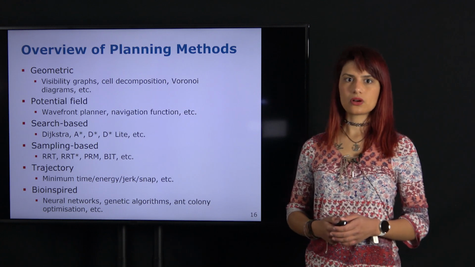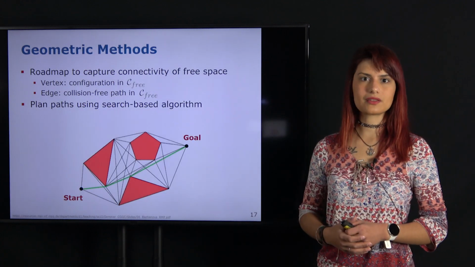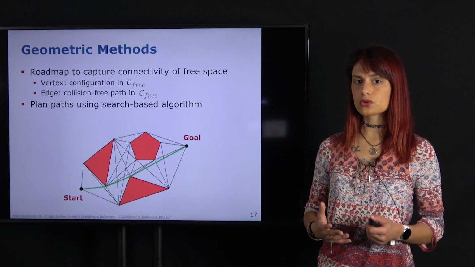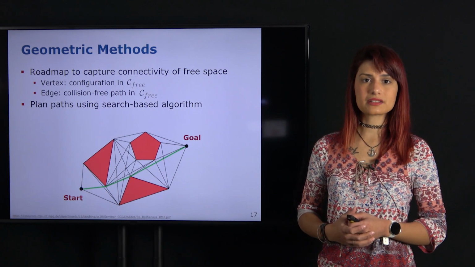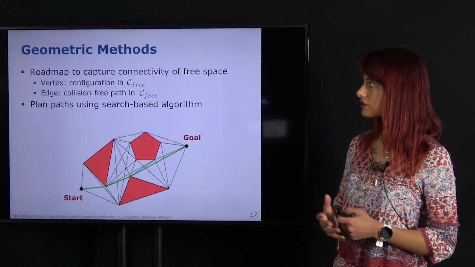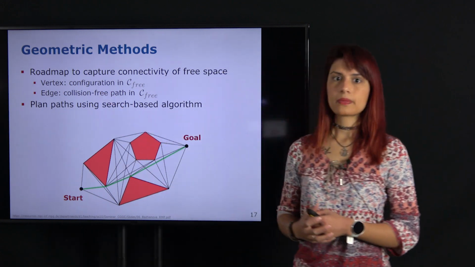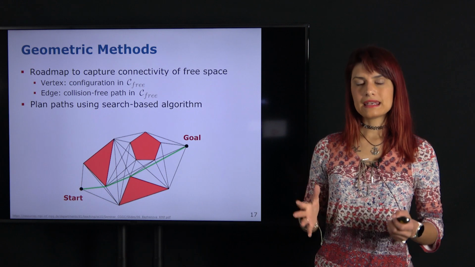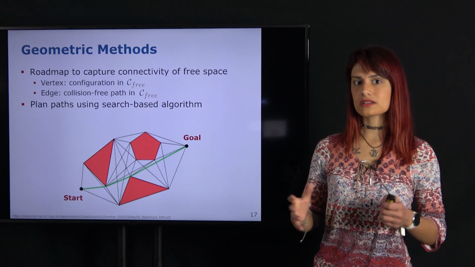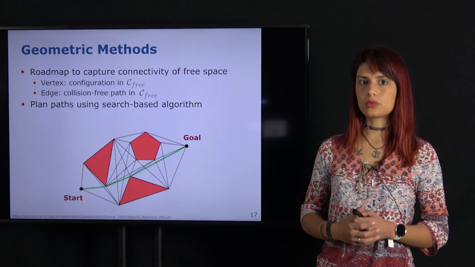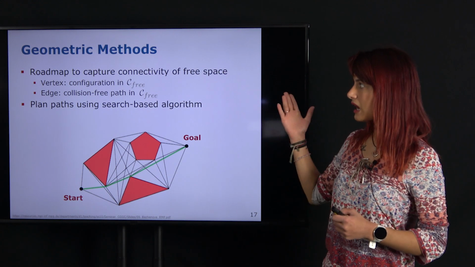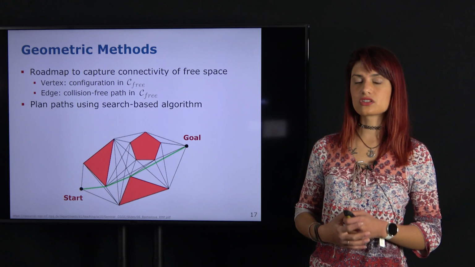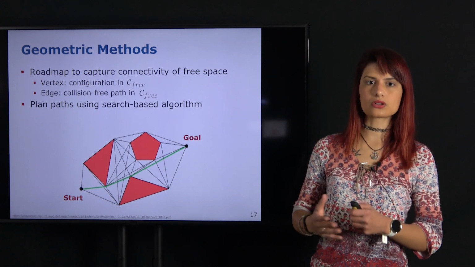So let's start with our review of planning methods, starting with geometric methods. Geometric methods leverage concepts from computational geometry in order to capture the connectivity of the free space in the environment. Essentially, we want to create a roadmap, which is a graph consisting of vertices, collision-free configurations, and edges, which are collision-free paths joining vertices together along which the robot can travel. If we have such a roadmap or a graph, we can apply a search-based algorithm in order to find the shortest possible path from a start to a goal configuration.